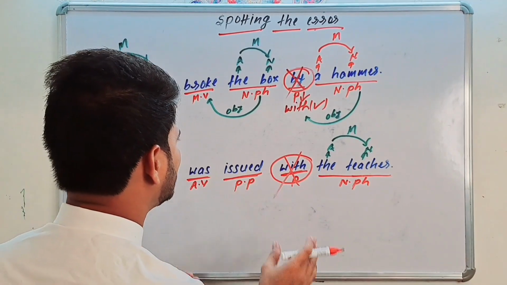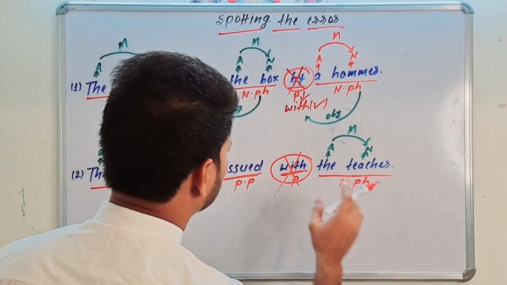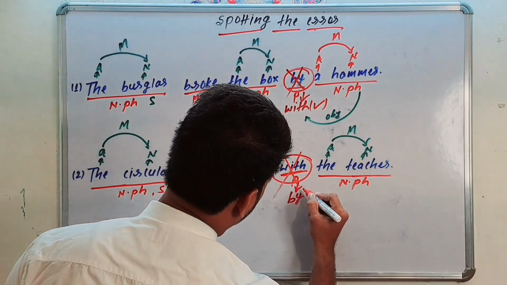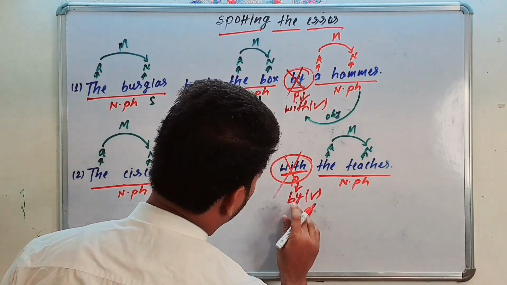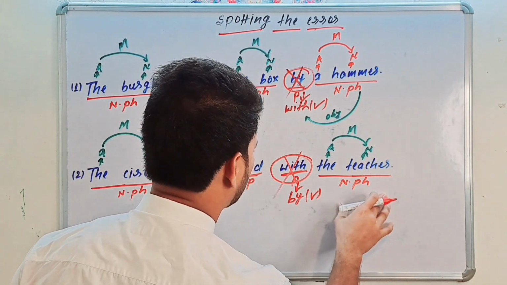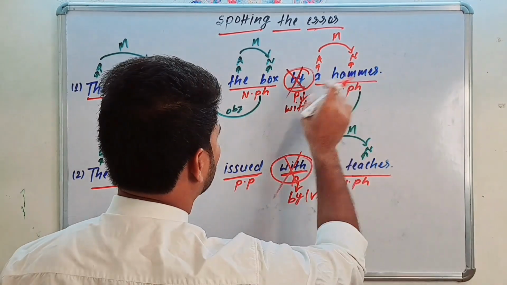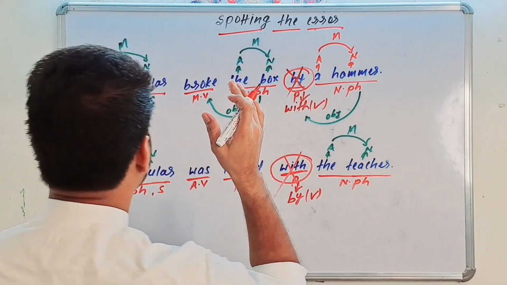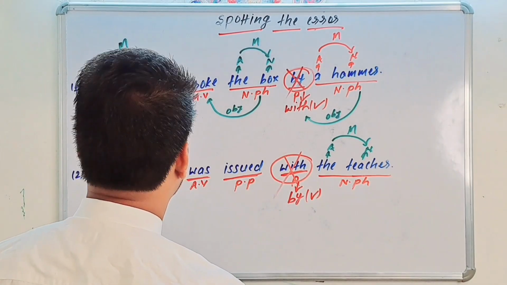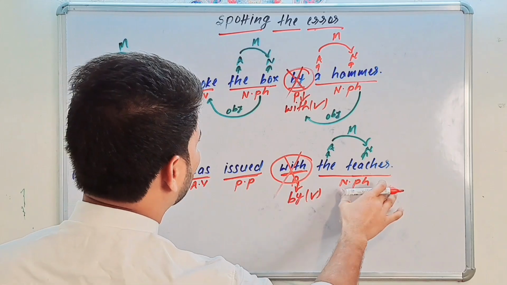The circular was issued by the teacher, not with the teacher. This is the error part. Use by. Okay, this is the right use of by. Basically the preposition by is only used for the doer, not for any object. With is used for an object, like with a hammer. The burglar broke the box with a hammer, not by a hammer. In the second sentence, the circular was issued by the teacher. Here, teacher.